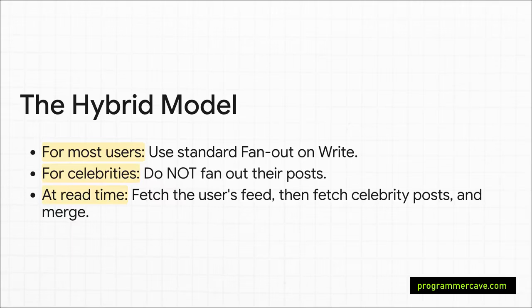Instead, when you load your feed, we do two things at once. First, we grab your normal pre-computed feed from Redis, then we do a quick separate check for any new posts just from the few celebrities you follow. Finally, we merge those two lists together right at the last second. It's the best of both worlds. We get amazing speed for 99% of posts without the huge write spikes from celebrities.